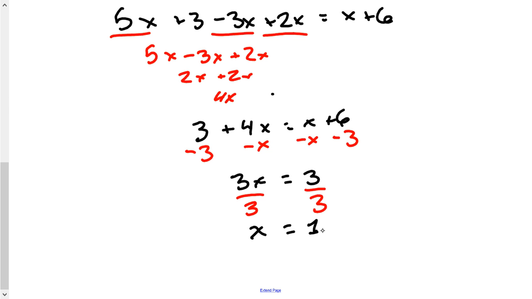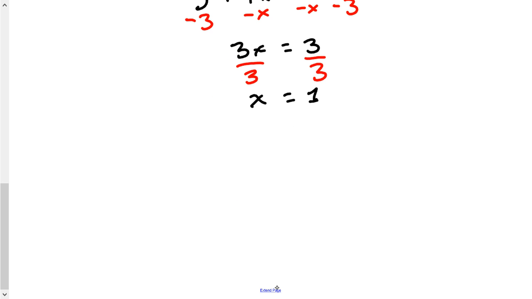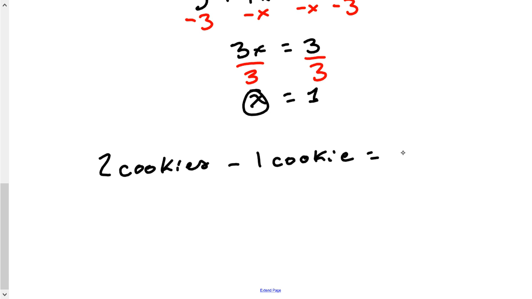This all comes down to the idea that these x's have to work together. It's the same thing as saying if we had 2 cookies, subtract 1 cookie, is equal to 1 cookie. So it's just making sure to keep your units and making sure that you're only combining x's with x's, y's with y's, and so on.